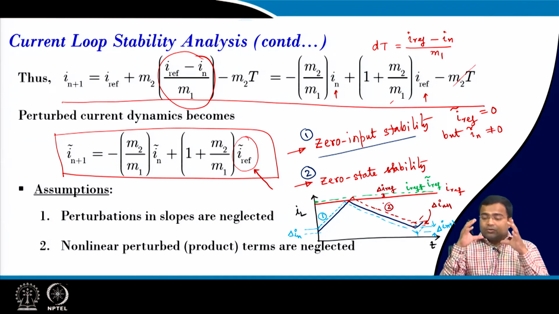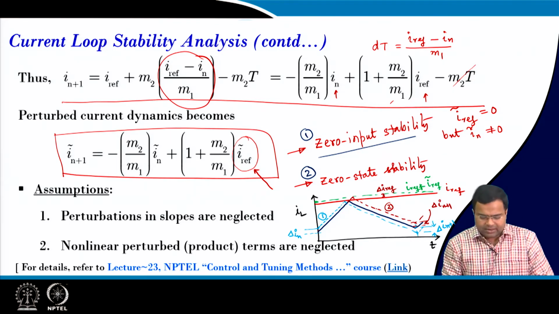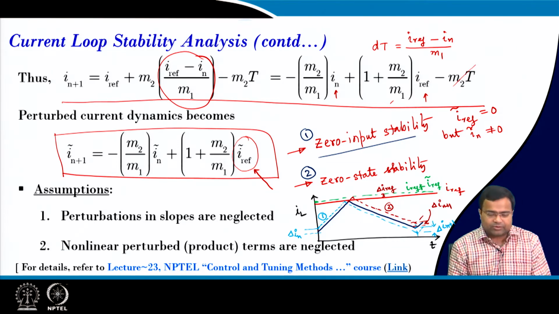In the first condition, if we keep the I ref constant and perturb the IN, then we want to see the natural response, whether the current loop is stable or not for a given constant reference. The second case will be helpful for the closed loop stability analysis. If you combine them together, the entire closed loop stability analysis can be carried out. The details of this derivation can be obtained in lecture number 23.